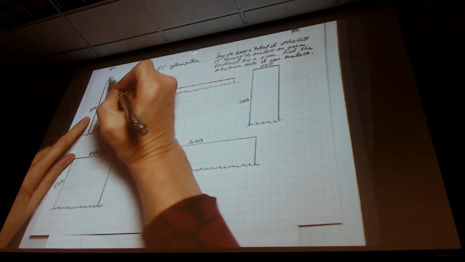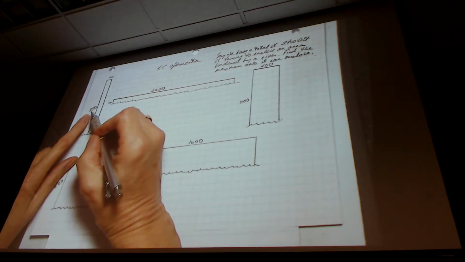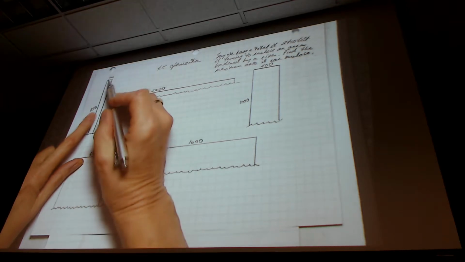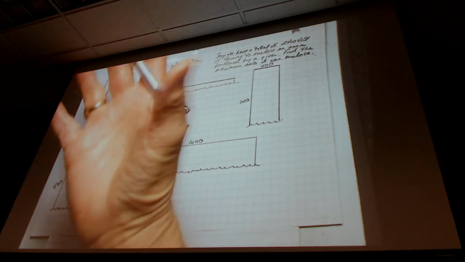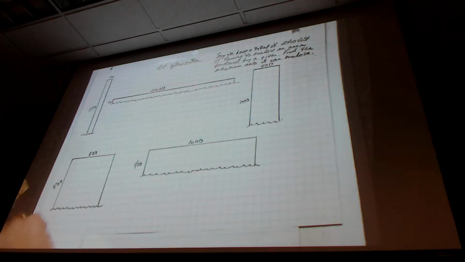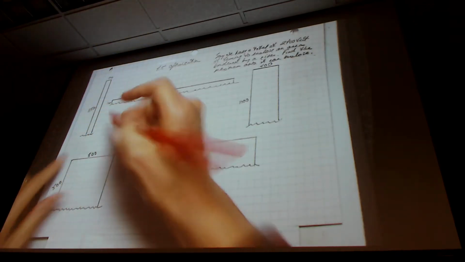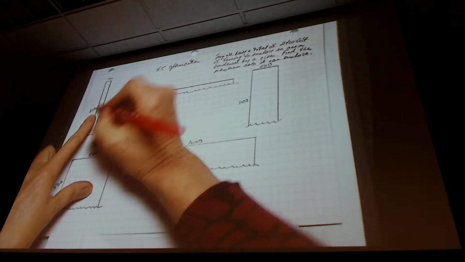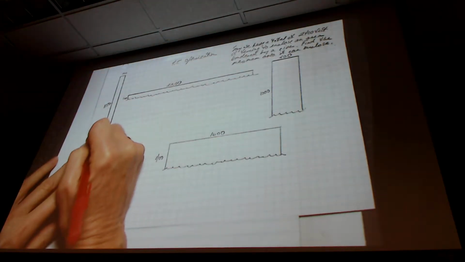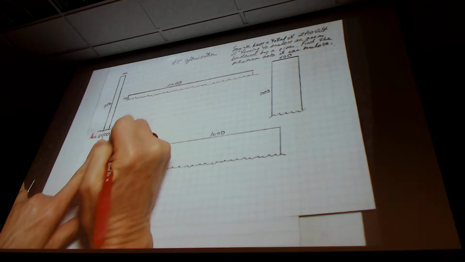1150 along this side plus another 1150 on this side would be 2,300, plus 100 along this side. There's the 2,400 feet of fencing, right? Okay, so if I were to figure out what the area of this enclosed space is, I would say 1150 times 100. So the area would be 115,000 square feet.